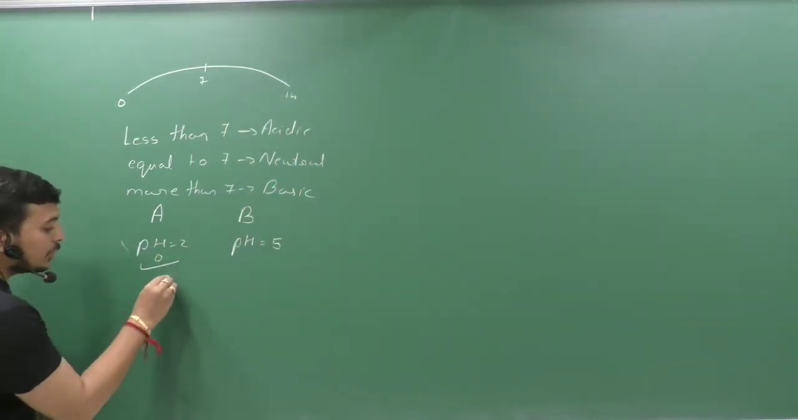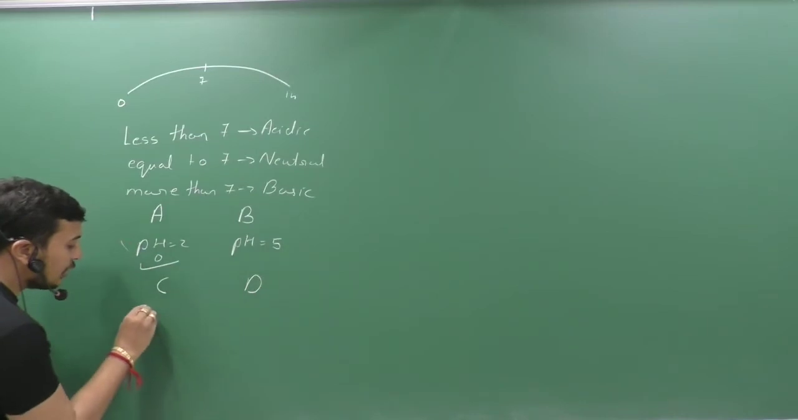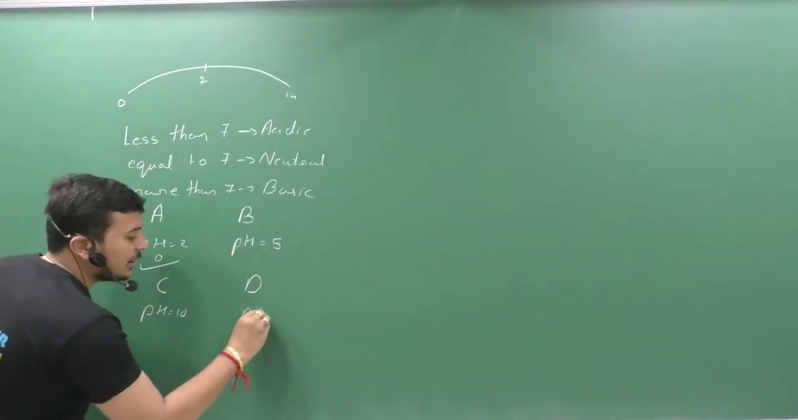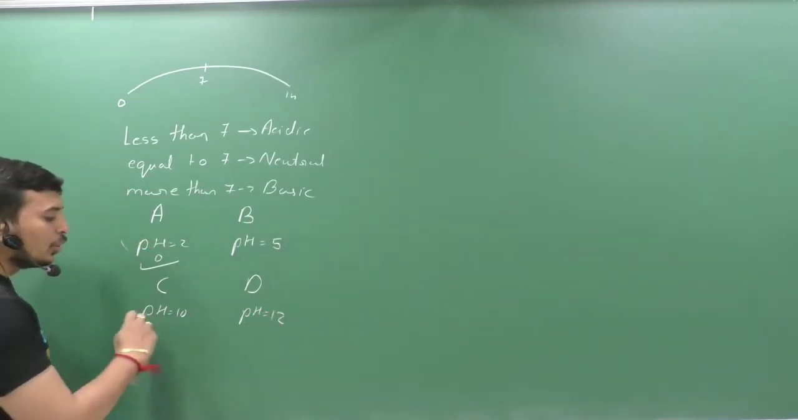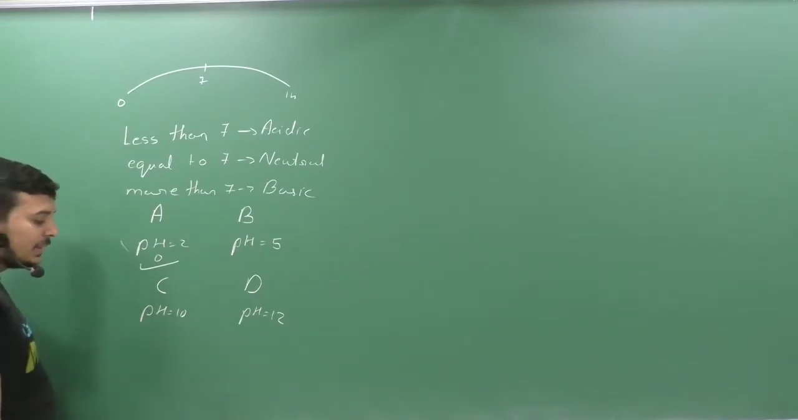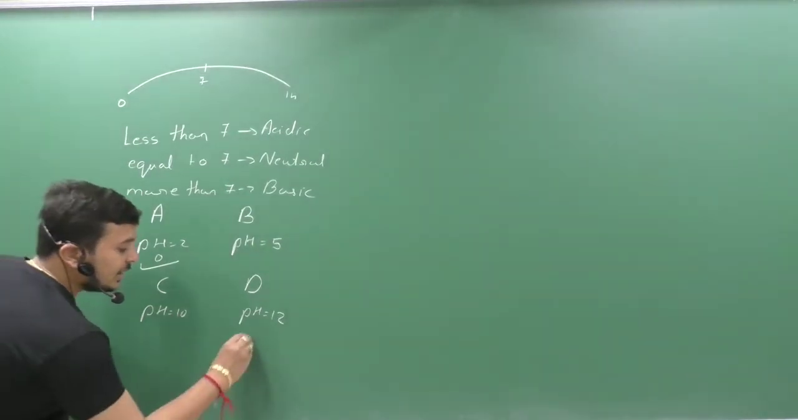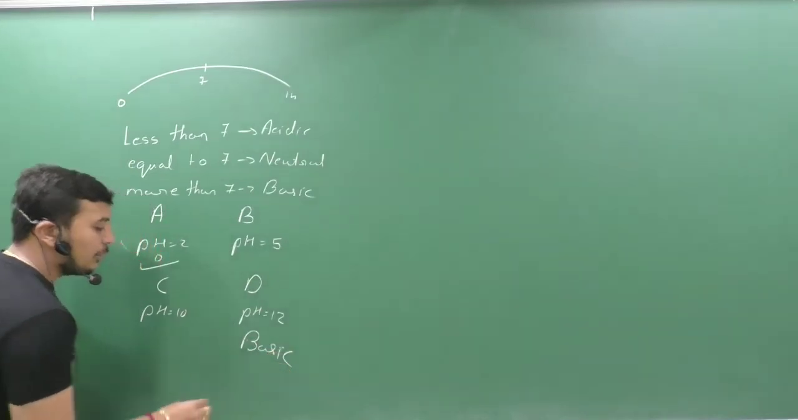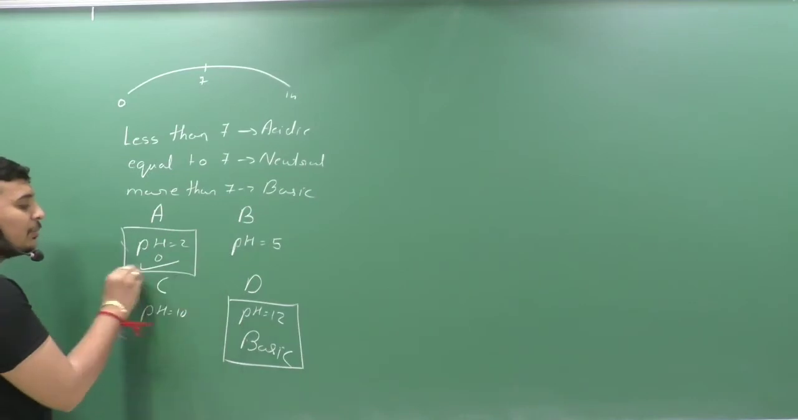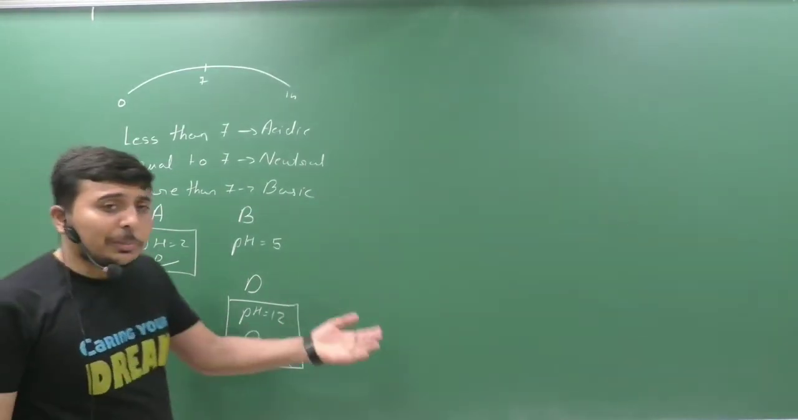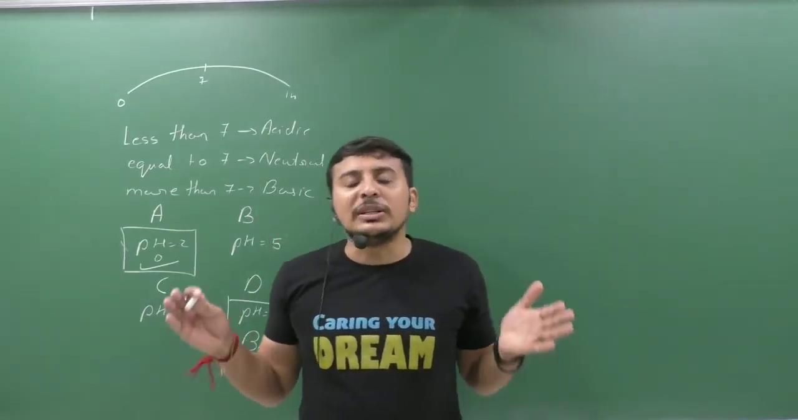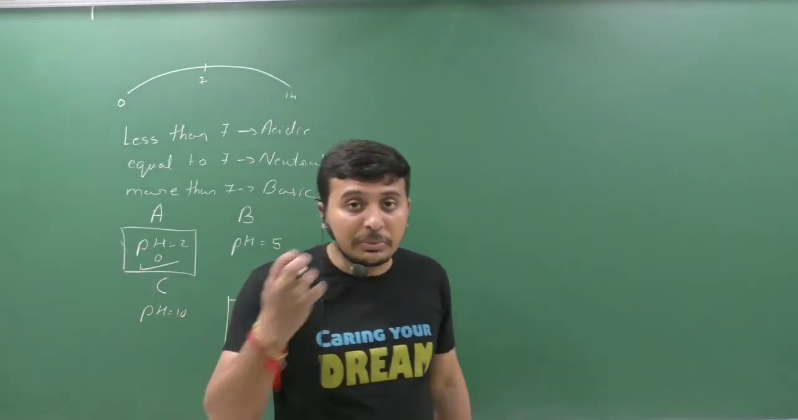If there are solution C and solution D, solution C having pH equal to 10 and solution D having pH equal to 12, which one is basic? Both of them are basic as the value of pH is greater than 7. But which one will be more basic? This one, with pH 12, will be more basic, and here the other one will be more acidic. So the lower the pH, the more acidic the solution will be. The higher the pH, the more basic the solution will be. Now we have to remember this.